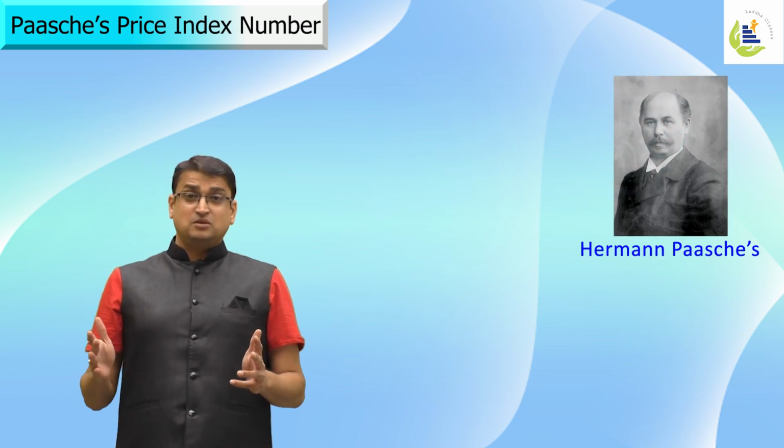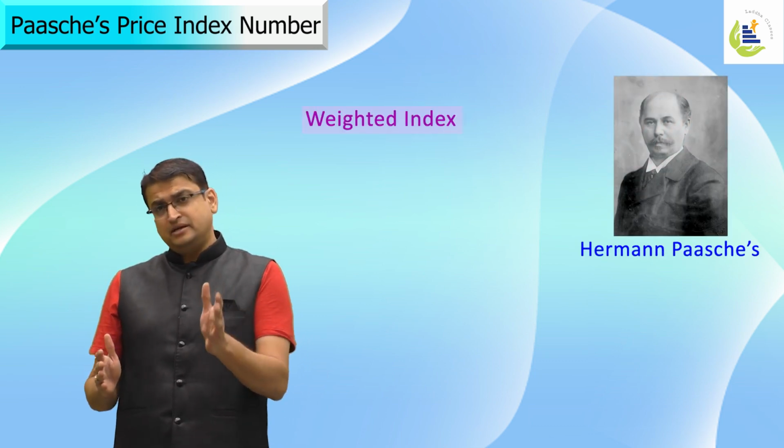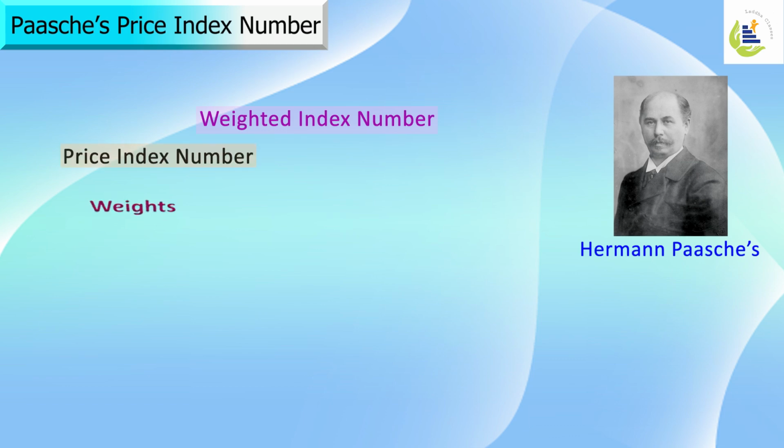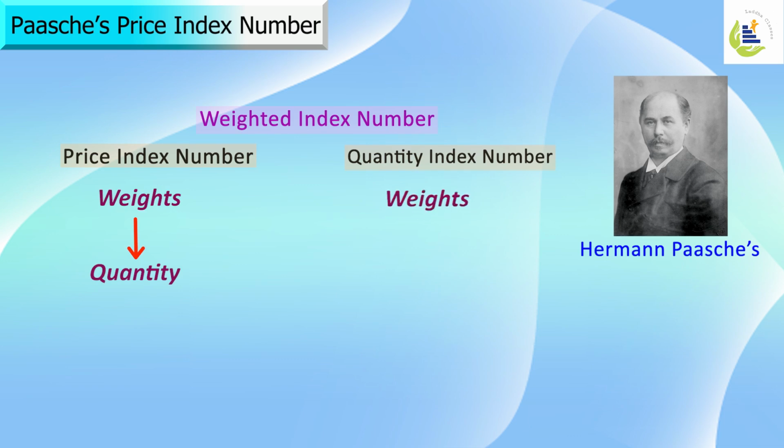Let us try to understand Paasche's price index number. Well, I'm very sure you are aware that Paasche's price index number is actually a weighted index number. So we know in case of weighted index numbers, generally for price index numbers, the weights are taken as quantity, and for quantity index numbers, the weights are taken as price.